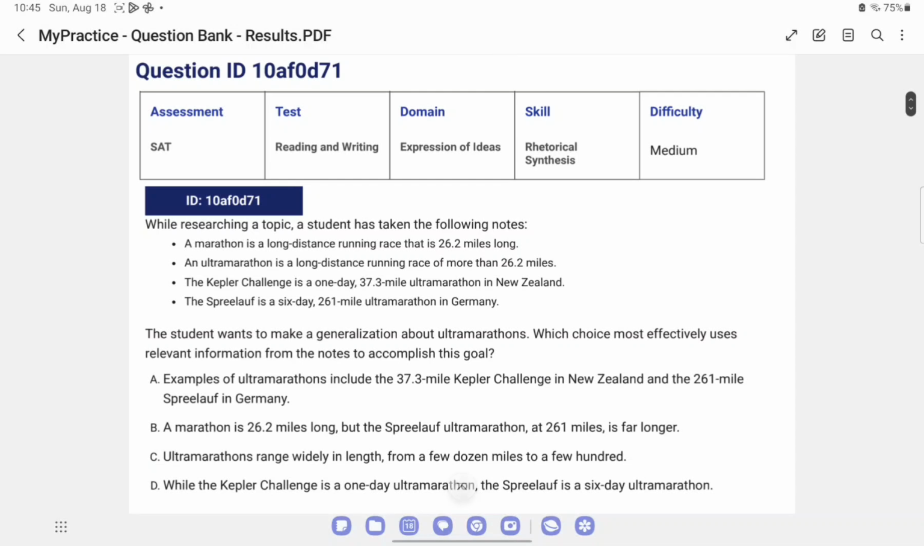While researching a topic, a student has taken the following notes. Let's skip the notes. The student wants to make a generalization about ultra marathons. So we have to choose an answer choice.